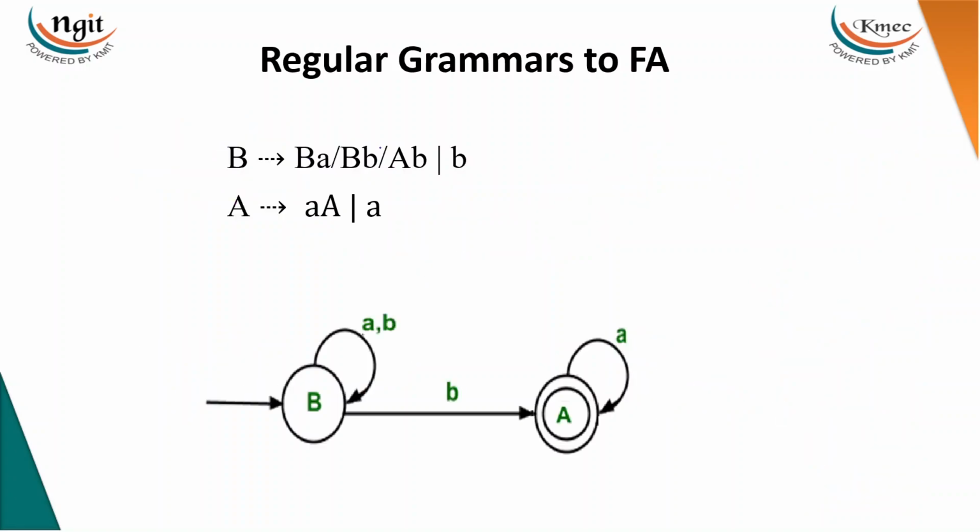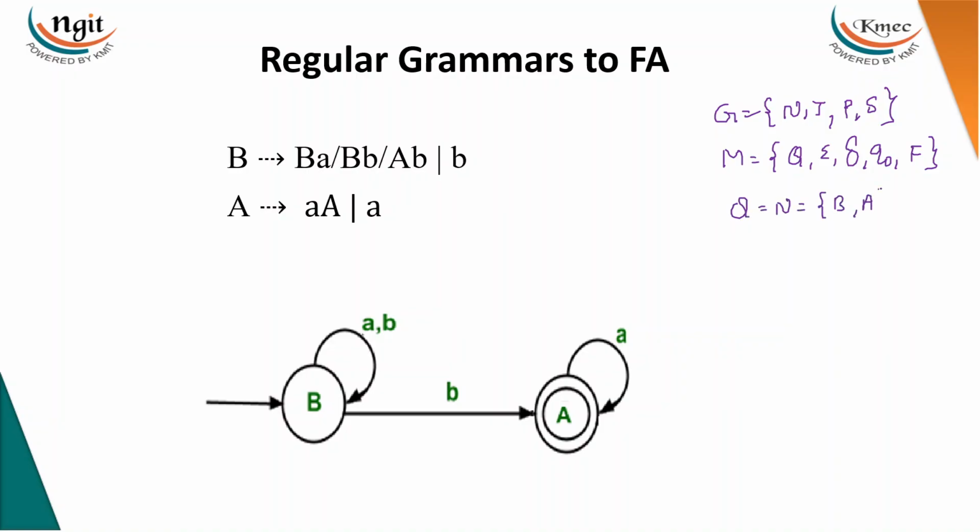That's it. Then we can convert the regular grammars to finite automata also. See, the grammar is represented as 4 tuples. What is it? N, T, P, and S. And the machine is represented with 5 tuples: Q, sigma, transition, Q naught, and F. So here Q is nothing but the non-terminals, what we are having here, B comma A, right? And sigma is nothing but the terminals, small a comma small b. And transitions are nothing but the productions. We'll discuss how we have to write it.